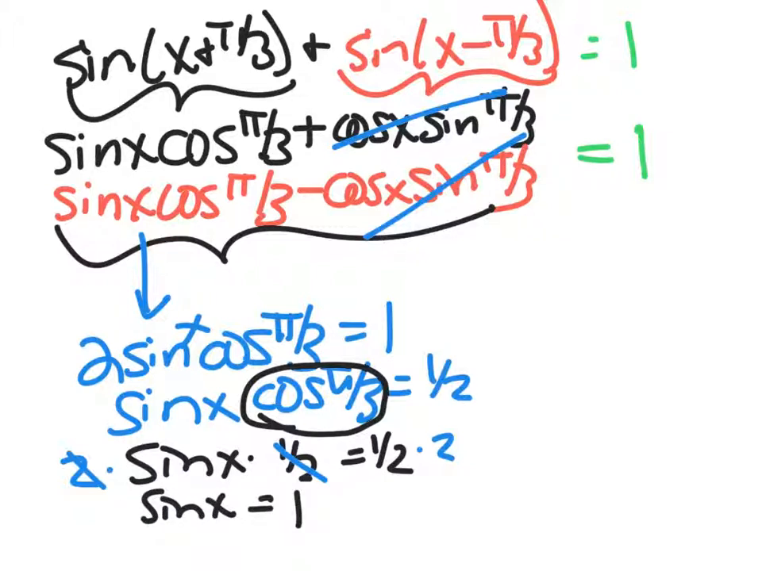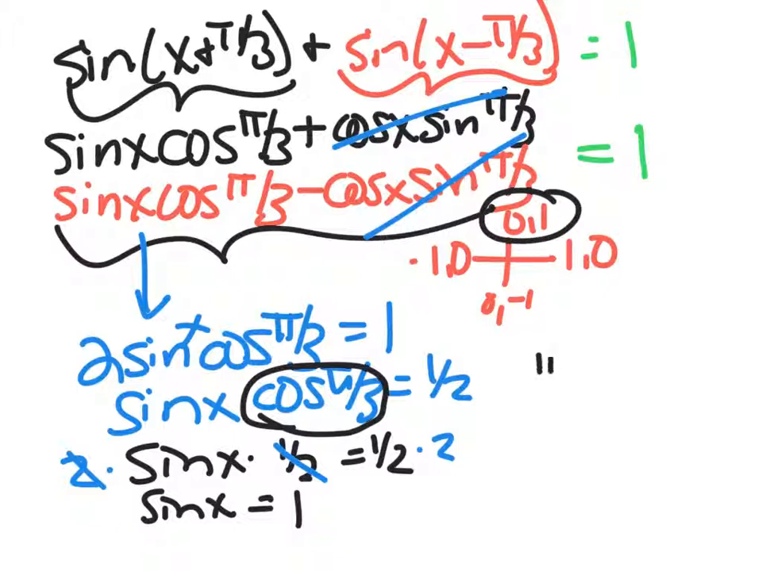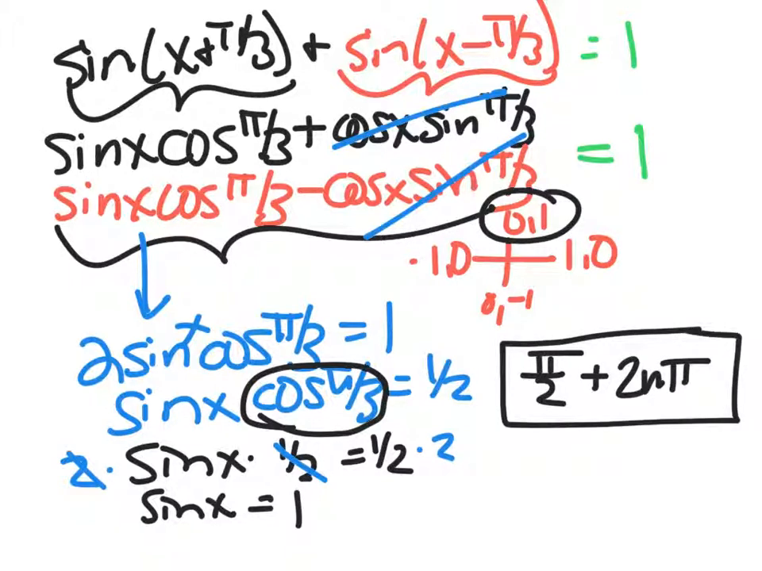And this one just said find all the solutions, so it didn't give you any restrictions. So the only place that sine is 1 is up here at pi over 2. And since there's no restrictions, and I need to say that it's going to go on forever, I'm going to add 2n pi to the end. And that is the end of the video.